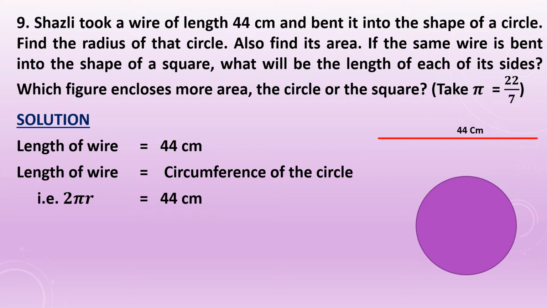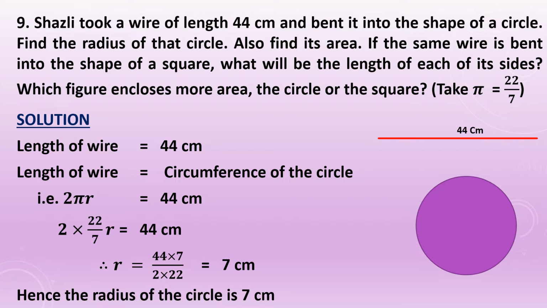Now we can substitute the value of pi. So 2 into 22 upon 7 into r equal to 44 centimeter. From this we can calculate r. Keep r only on left side. So we get r equal to 44 into 7 whole divided by 2 into 22. 2 into 22 is 44. So numerator and denominator 44 can be cancelled. The answer is 7 centimeter. Hence the first part of the question we found, that is radius of circle is 7 centimeter.